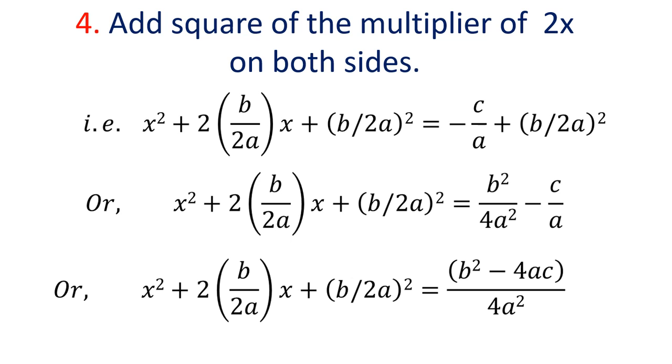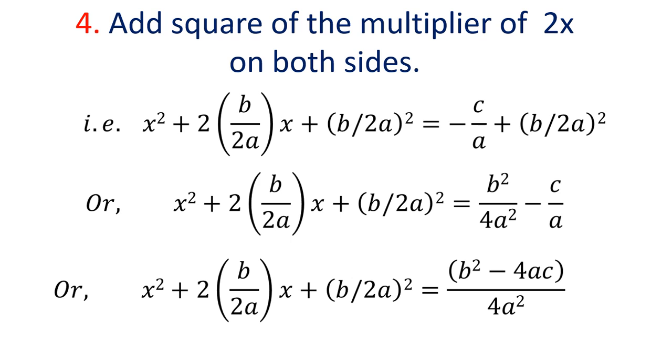So without disturbing the left hand side, we modify or simplify the right hand side. So minus c by a plus b upon 2a whole square becomes b square, 2a whole square becomes 4a square. So b square upon 4a square minus c upon a. So LCM of 4a square and a is 4a square. So what we get in the numerator is b square minus 4ac, and the left hand side is just like that. Now pay very close attention to the left hand side.